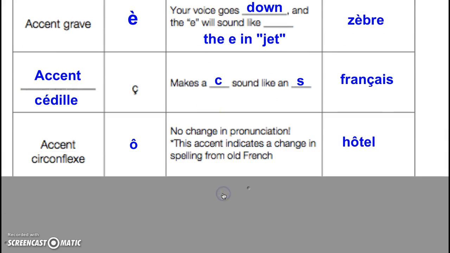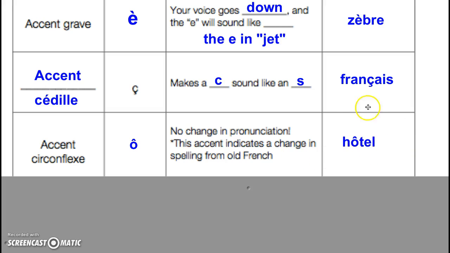Our next accent is called the accent circonflexe, and it kind of looks like a little house. You can see over the O here, it just goes up to the top, or up to the middle, I guess I should say, and then down the other side. This does not change the pronunciation in any of the words. It actually is an indication of a change in spelling from Old French, and it can sometimes mean that there used to be another letter there that they took out.